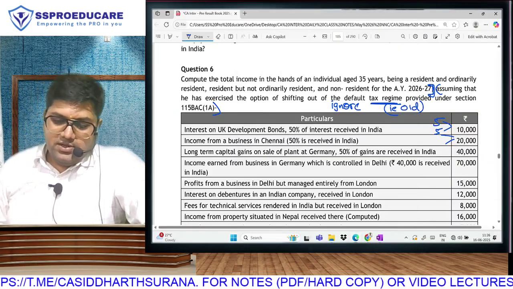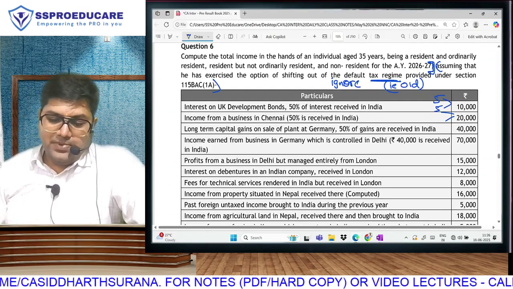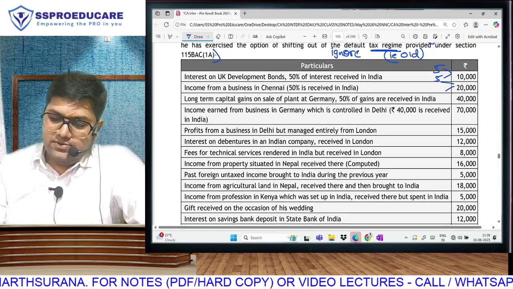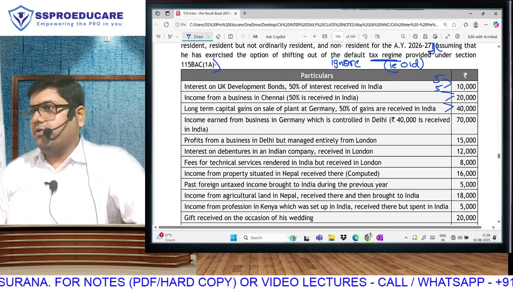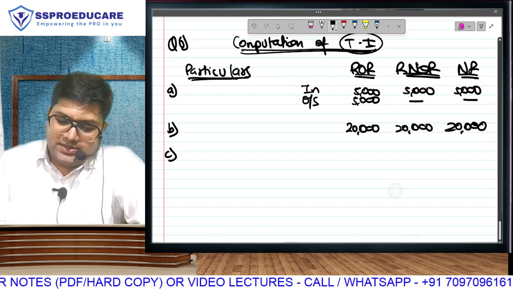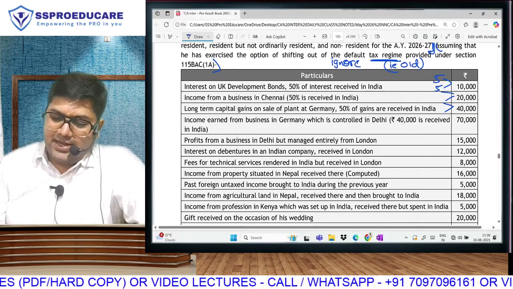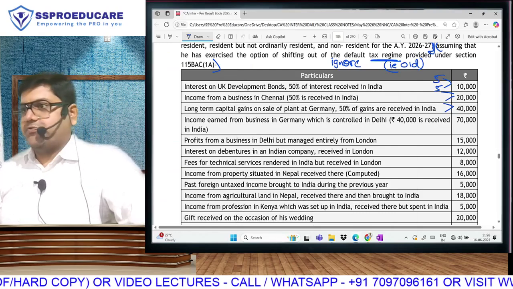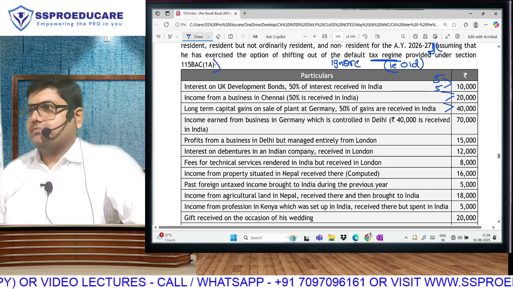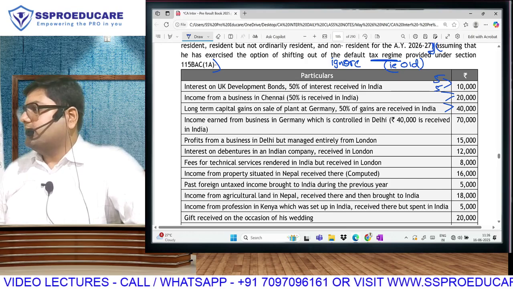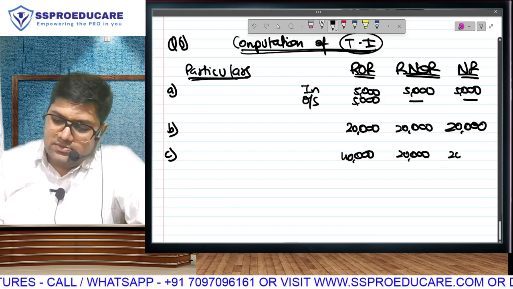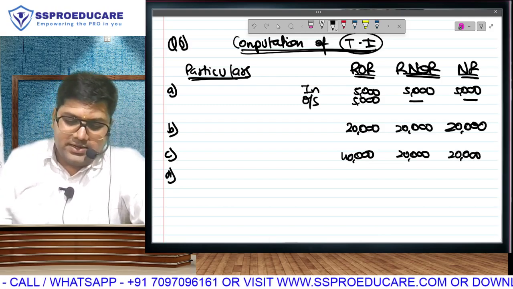Very good. Third, long-term capital gain on sale of plant at Germany, but 50% of the gains are received in India. Again, split it into 20 and 20. What do you think? As far as ROR is concerned, don't split. Full 40 will come. Let's talk about RNOR. Which 20,000 you want to discuss first? Gains received in India, that is the easy part. That will come. What about the gains outside India? Indian income or foreign income? Foreign income and no control from India. That means that 20,000 will not come. Only the amount received in India will come. Correct? Chalo, next.